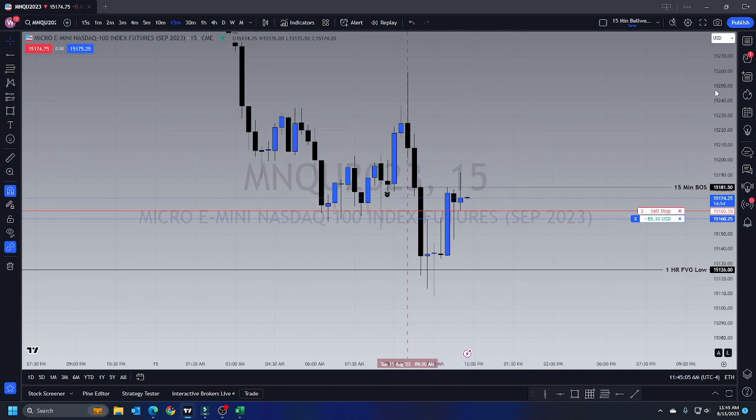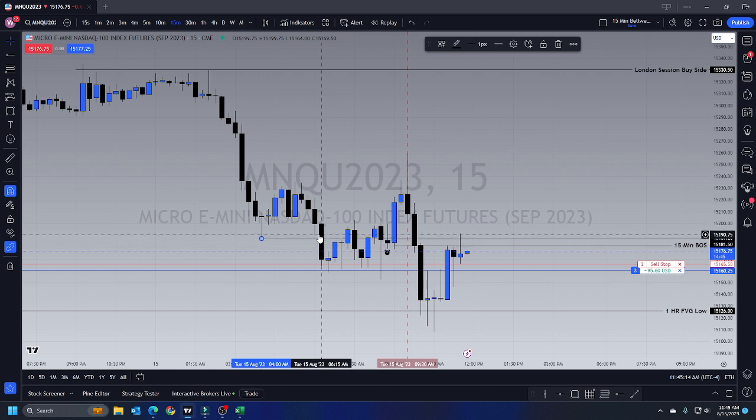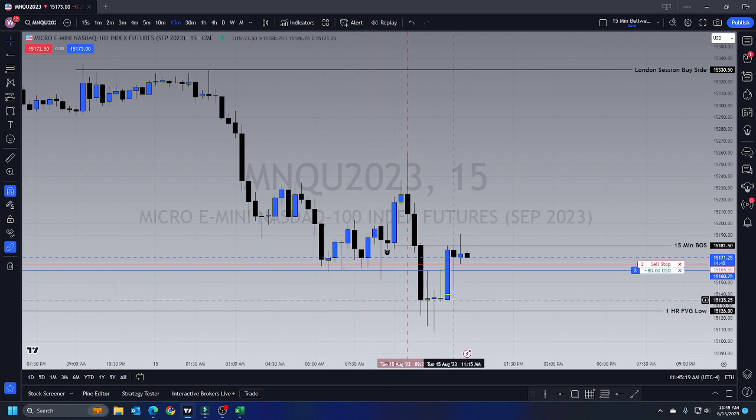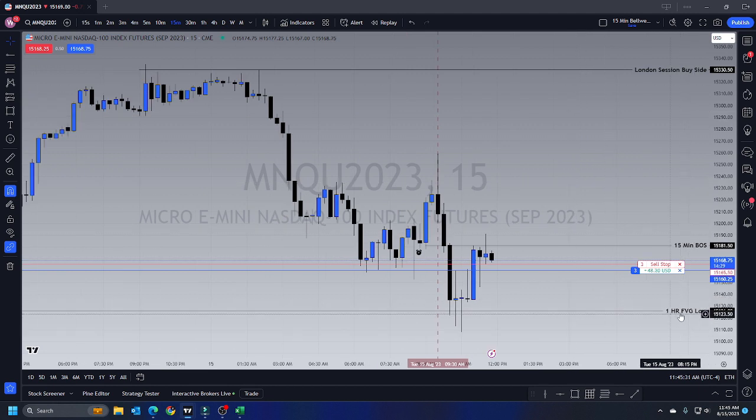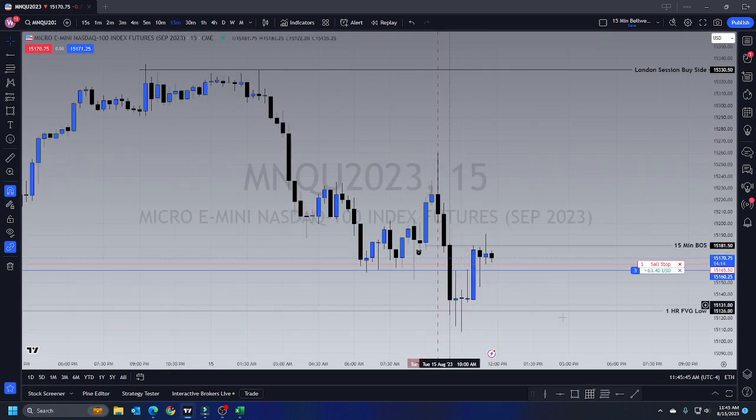So as you can see, let's take a look at our London session buy side is way up here. London session sell side was here, and that was taken at 6:15. So if that's taken, I don't typically put that on the chart. I'm looking for a lower target to be swept and or reacted off of. Okay, so what would that be? Well, I've got a 1 hour fair value gap low down here. See it? So market came down, closed this 1 hour fair value gap. All right, let's go back to our 15 minute. You can see it here.